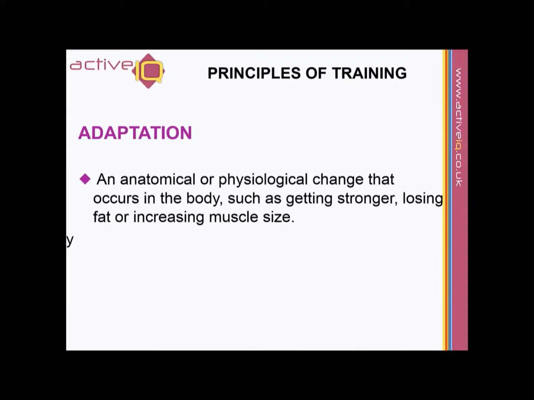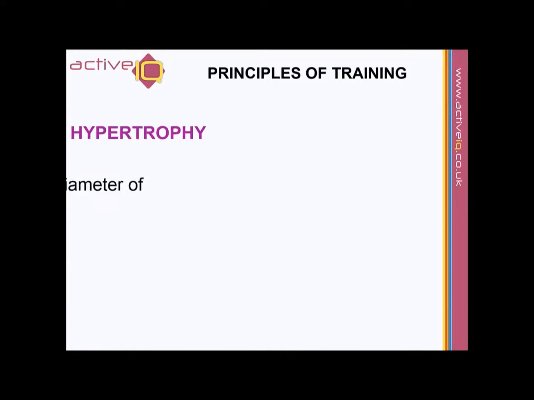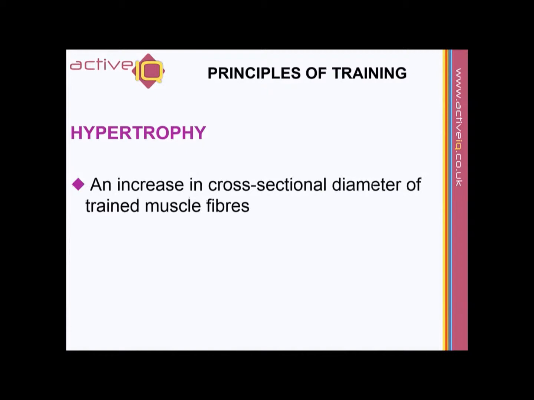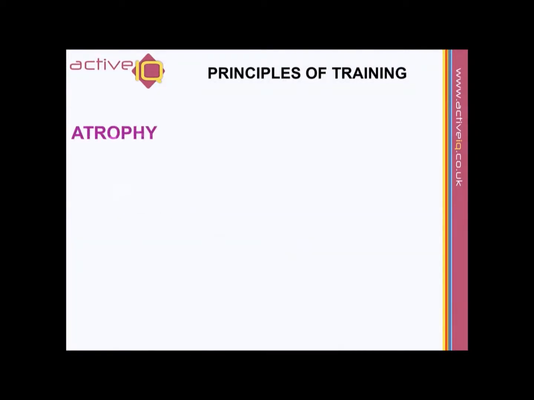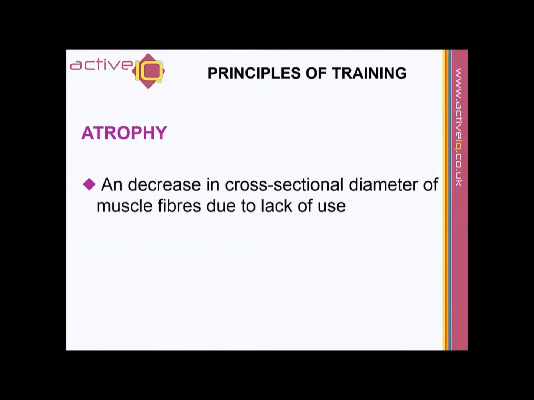Adaptation is an anatomical or physiological change that occurs in the body, such as getting stronger, losing fat or increasing muscle size, dependent on the training that you carry out or the stresses that you put on your body. The body will adapt to any new stress by protecting and strengthening the areas that are being stressed. Hypertrophy is something a lot of people train for. The cross-sectional diameter of trained muscle fibres will increase when you train using this method. In other words, it will make the muscle bigger.